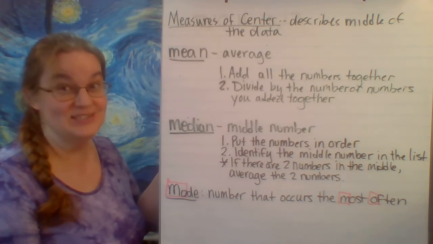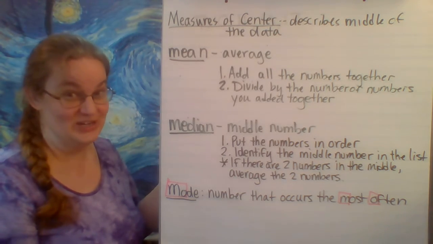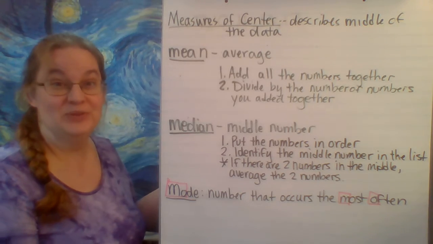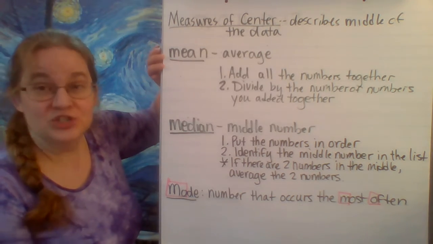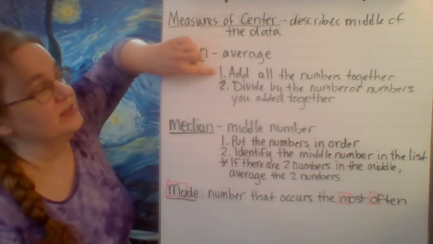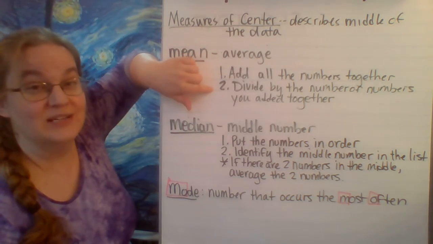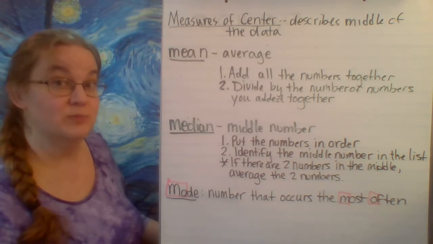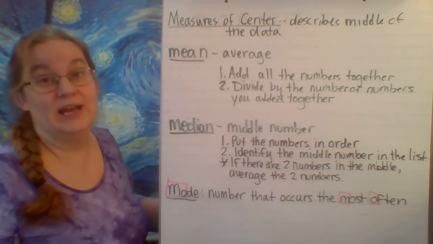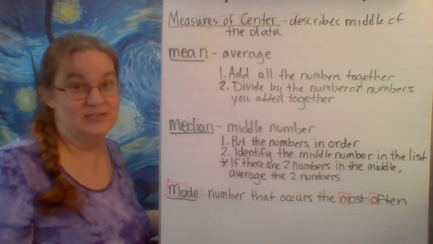Remember, you can pause this and write it down. You don't have to rush. And then we'll look at a couple of different examples. So the mean is just the average of the numbers. To find that, you're going to add all the numbers together and then divide by the number of numbers you added together. So if I add 4 numbers together, I divide by 4. If I add 7 numbers together, I divide by 7.